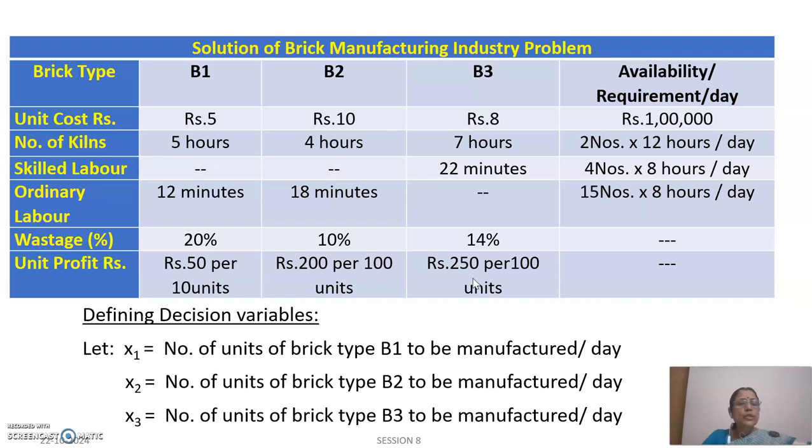So how do we bring that into the objective function? We can write as usual the objective function incorporating the profits. So our objective function is going to be 50 by 10 into x1 plus 200 by 100 into x2 plus 250 by 100 into x3 minus 20% of x1 minus 10% of x2 minus 14% of x3, because these three are the wastages of whatever is being produced.